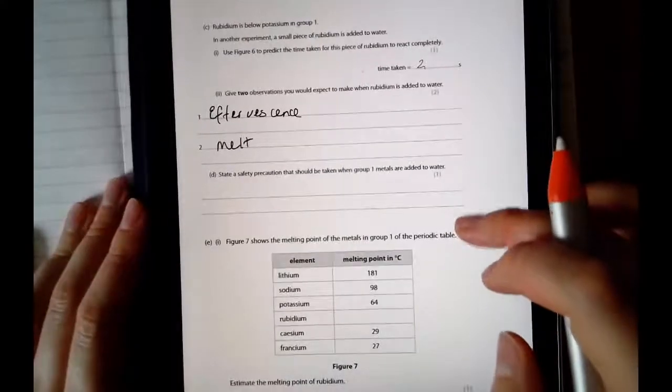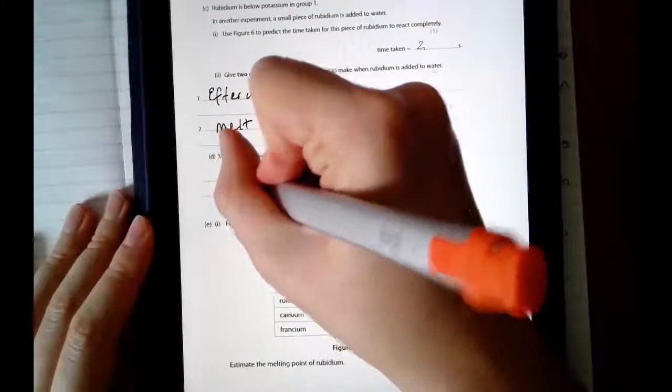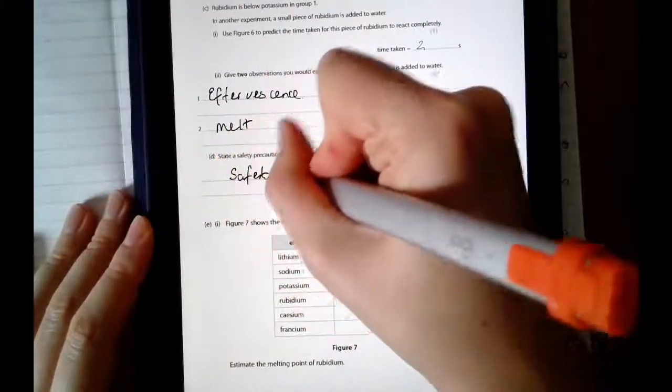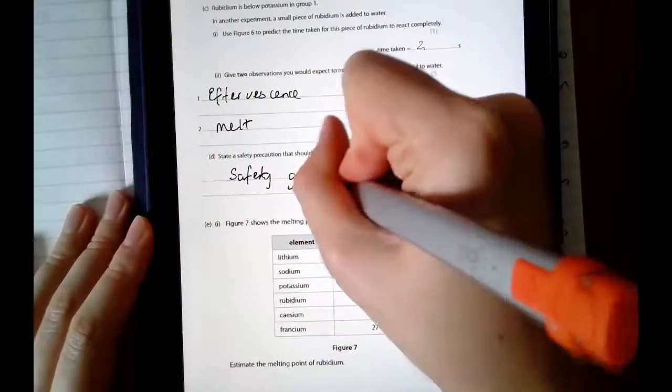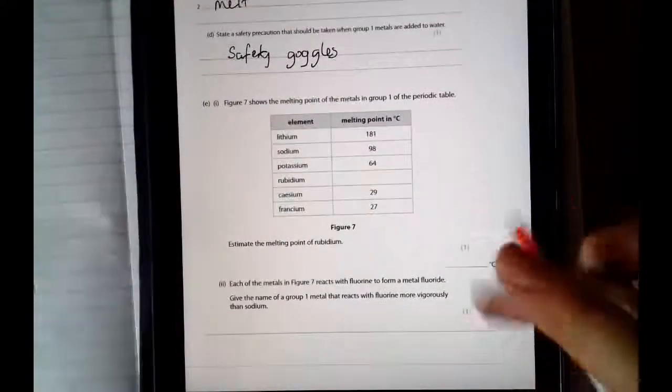Next, it asks you for a safety precaution. Classic safety precaution, just say you would wear safety goggles, okay, to protect your eyes, and that will get you the mark. Then it asks you for the melting point of rubidium.